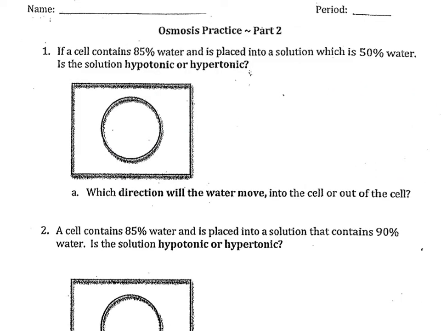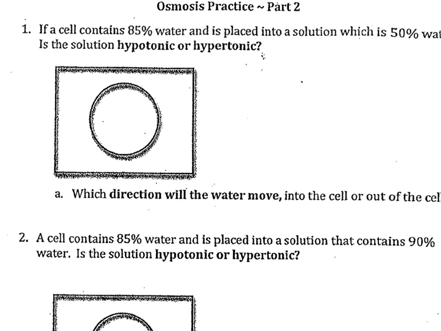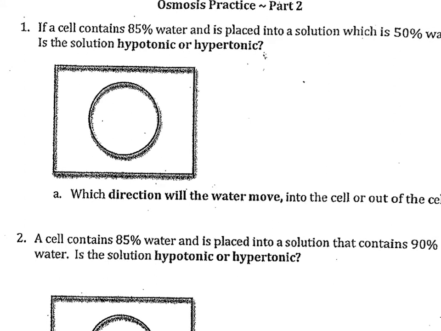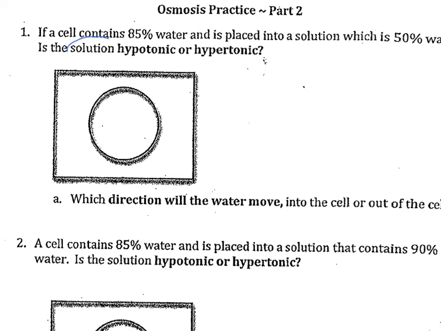So I'm going to show you how I like to approach these problems, and how I do it may be slightly different than another teacher. And just like it works with math, there are sometimes just different ways to solve similar problems. So let's read our first question here. If a cell contains 85% water and is placed in a solution, which is 50% water, is the solution hypotonic or hypertonic? So remember, it's asking here, and I like to even highlight so I know exactly what I'm trying to solve. I'm looking for the solution, and the solution is this outside portion.